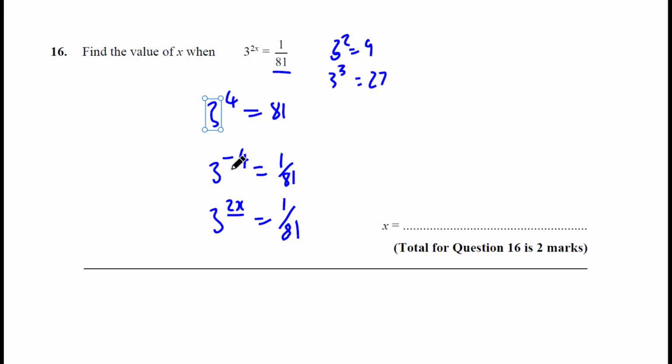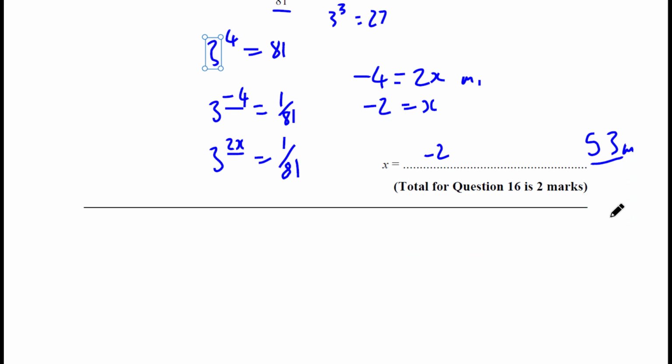So if we line this up so that you can see what's going on, this 2x has to equal minus 4 to make this equation work. So we can just simply say minus 4 equals 2x. I'm sure that will get you a method mark. And you should know then that x equals minus 2. And that is question 16. So that should take you to 53 marks now. So a few more questions correct and we've got our 8.